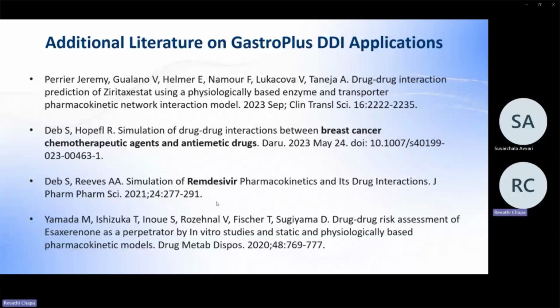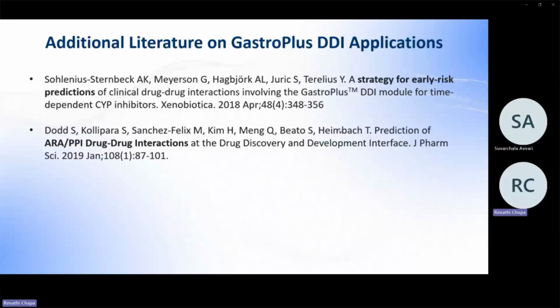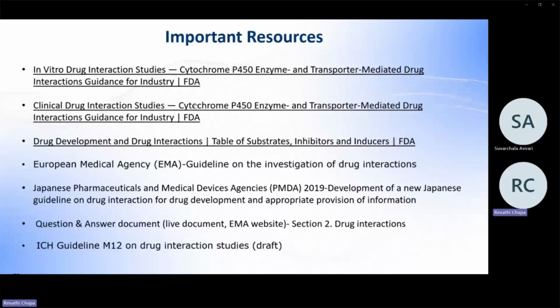Alternatively, you can request the PBPK reports of the models that we developed in-house, which can give you a sense of how a model is developed and verified for victims or perpetrators. So this is another set of examples. We also have another important resource with respect to guidances from different regulatory agencies, whether it be FDA, EMA, PMDA, or ICH. They provide thorough guidance on the steps to follow when a new drug is being developed, to help navigate and understand the DMPK of the compound.